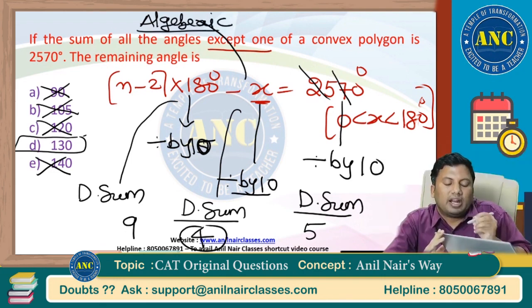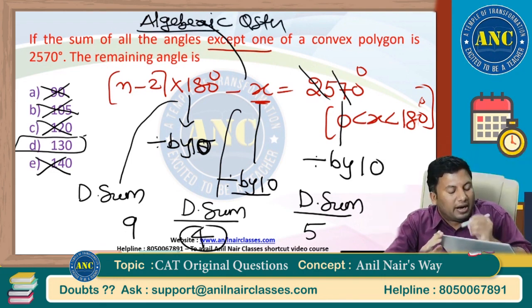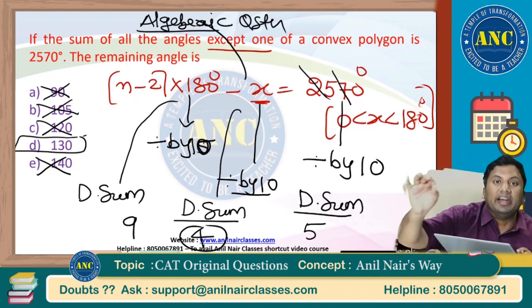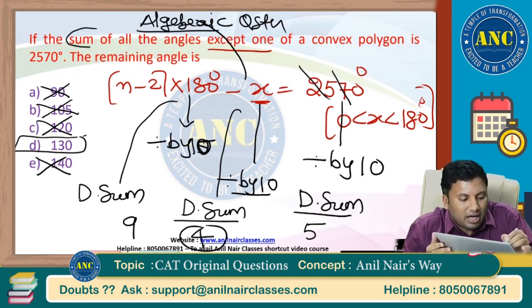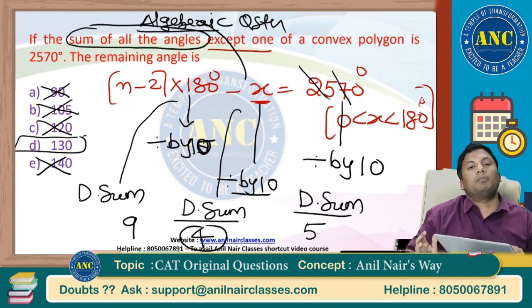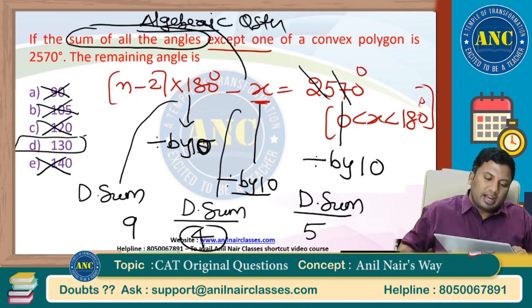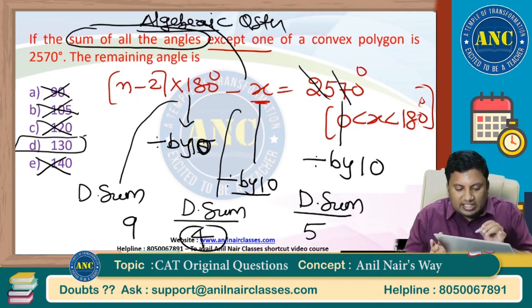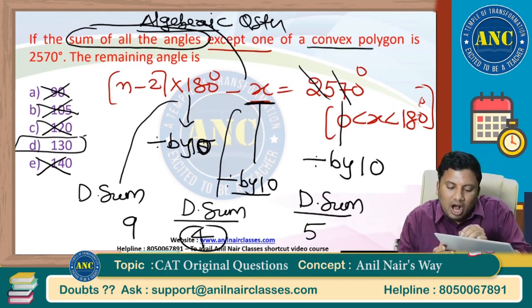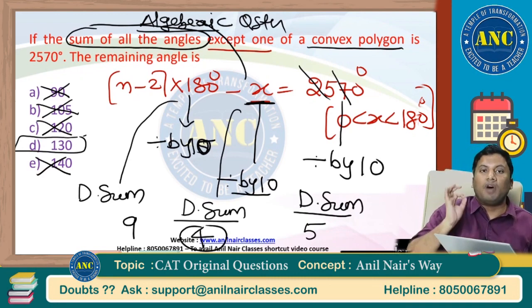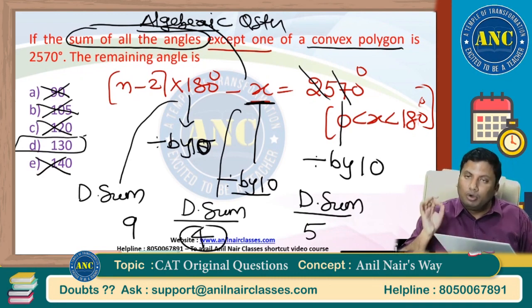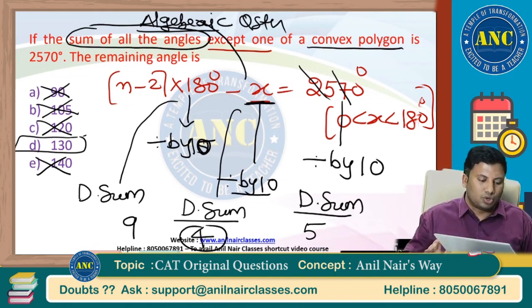This seems like an algebraic question, but it is not an algebraic question. It is a number system question. n minus 2 into 180, because we just now discussed that the sum of all interior angles is n minus 2 into 180 except 1, so it is minus x. Convex polygon is 0 to 180. It is 2570. 180 digital sum is 9, 2570 digital sum is 5, so x digital sum should be 4.